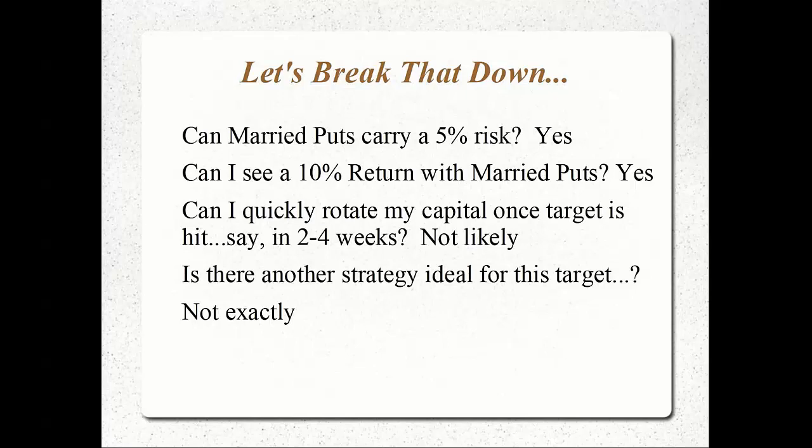Can the married put structure that we teach, and married puts in general, only carry a 5% risk where you can't lose more than that even if the stock falls 30%? Yes, absolutely. Can you see a 10% return with married puts positions? Absolutely. We can see returns of 10% or more using the income methods discussed in the blueprint. Now, can I quickly rotate my capital once that 10% target is hit, say in 2 to 4 weeks? Not likely. That is too short of a time frame to expect a 10% consistent return on a stock alone, let alone a stock that has some extra cost in it to be conservative with the married put.